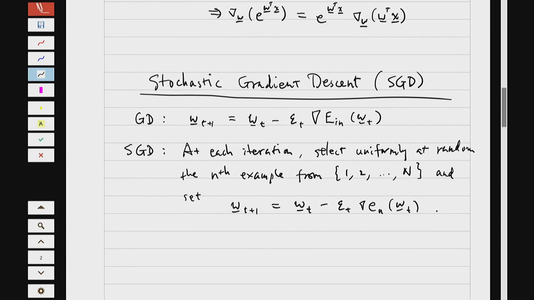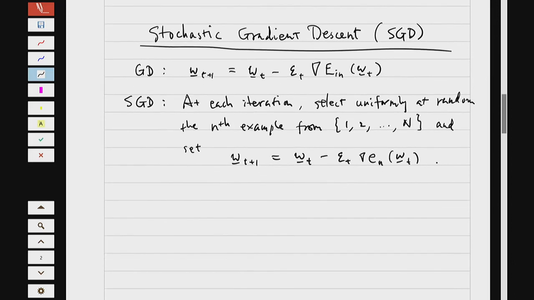Clearly, this is more efficient. Just do it once instead of n times. But the question is, does it really work, right? I mean, this is very different from gradient descent. Gradient descent we understand because that direction, E in, is the best direction to go. So there's understanding that going towards this direction is the steepest descent direction. But it is a known fact.